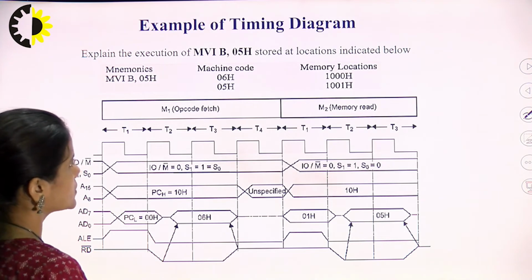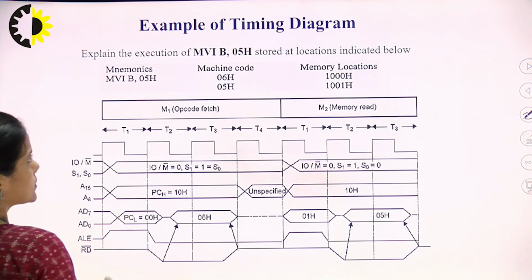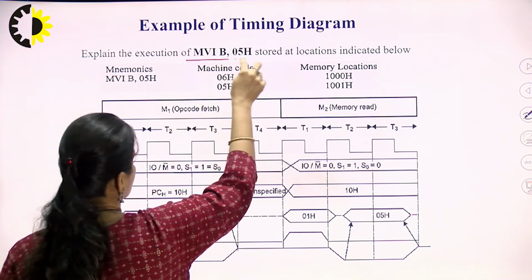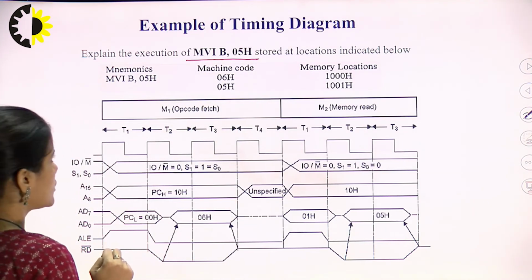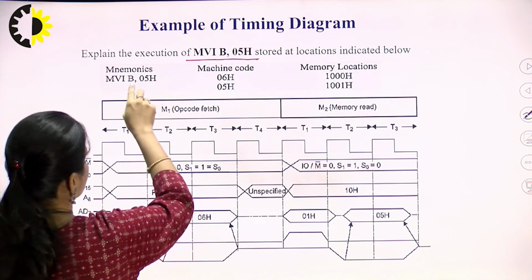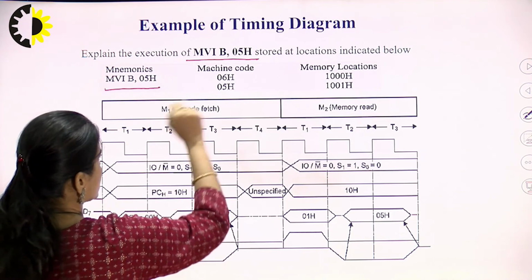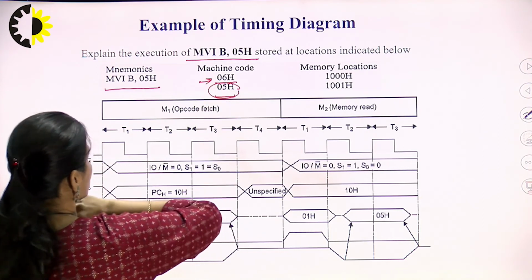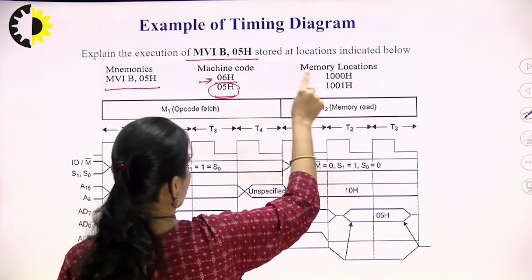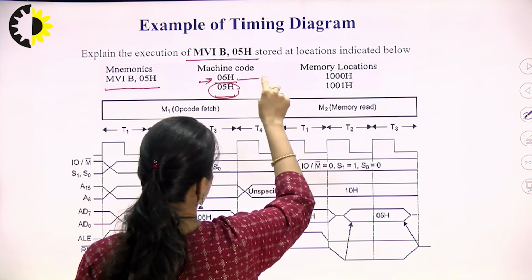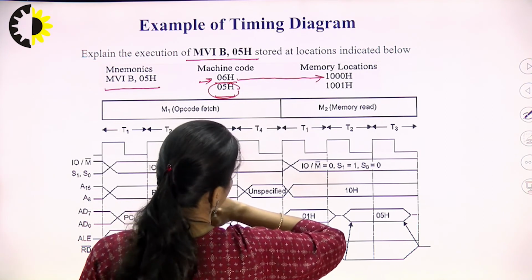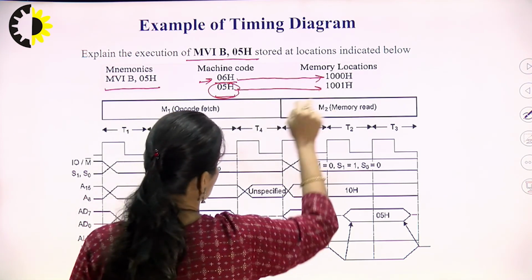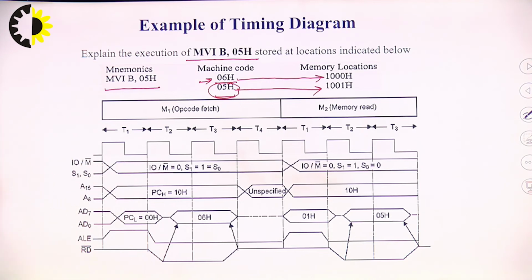So, here I have considered an example. So, let us understand all the machine cycles with an example. I have taken the instruction MVI B, 05H. The opcodes for the MVI B, 05H are 06 and 05. So, this 05 is the operand and 06 is the opcode for this instruction. Now, I assume that opcode is lying at the memory location 1000H and the operand is stored at the memory location 1001H.